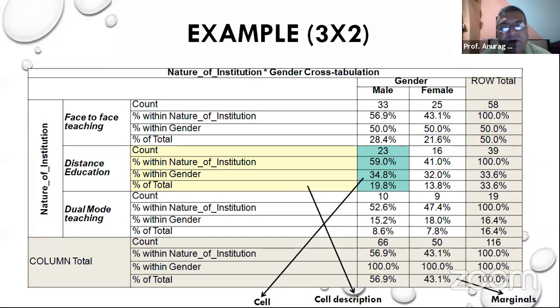Now this figure I have taken from SPSS, and this is from one of my research papers, where I've classified it according to the nature of the institution. That means face-to-face teaching institution, distance education or dual mode teaching institution, and male-female. So this is a typical cross tabulation, and I've given it the name nature of institution versus gender cross tabulation. It is a 3x2 table because you have got 3 rows and 2 columns.